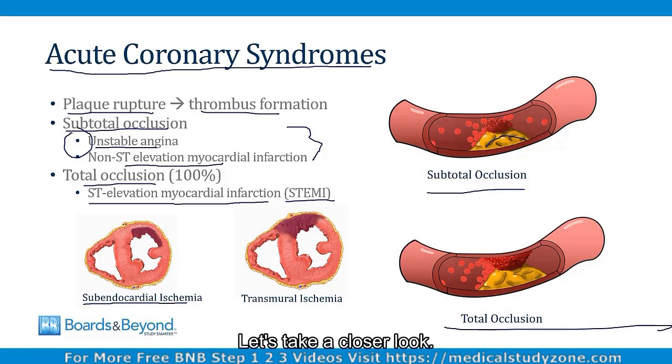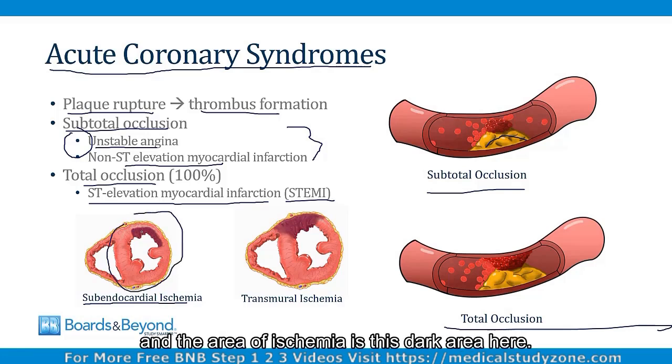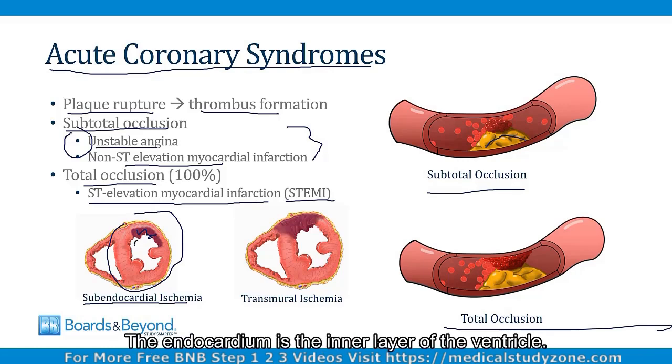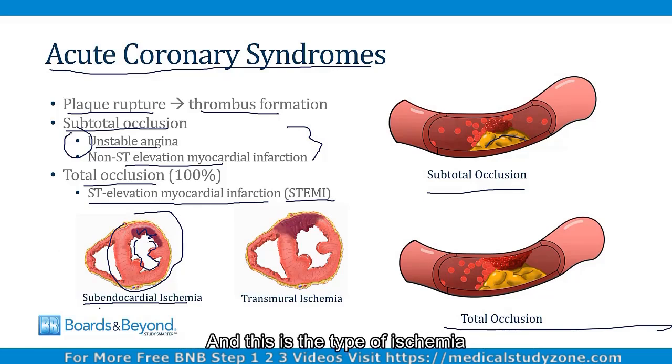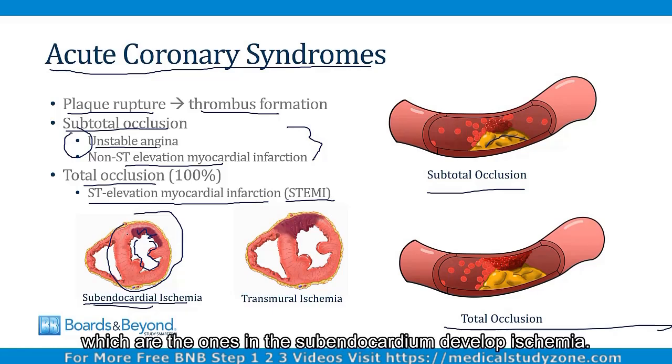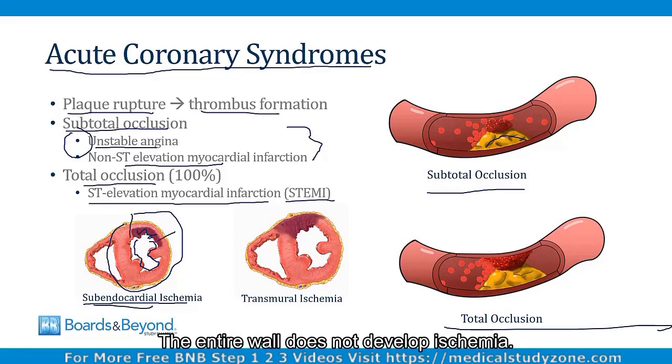Let's take a closer look. This is the left ventricle here, and the area of ischemia is this dark area here. And you can see that it's just below the endocardium. The endocardium is the inner layer of the ventricle. It does not involve the total wall of the ventricle. And this is the type of ischemia that occurs in unstable angina and NSTEMI. Because those patients have some blood flow, only the most vulnerable myocytes, which are the ones in the subendocardium, develop ischemia. The entire wall does not develop ischemia.